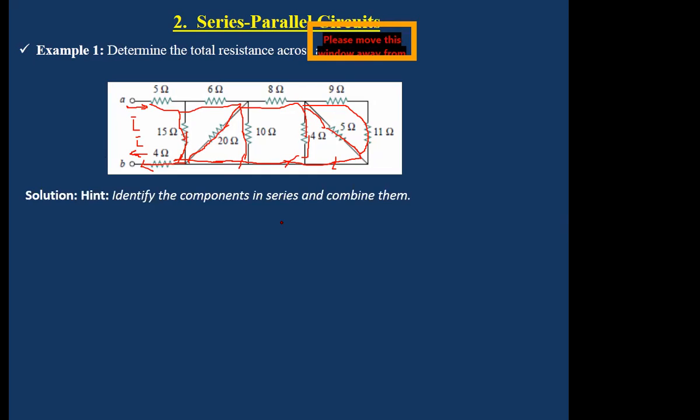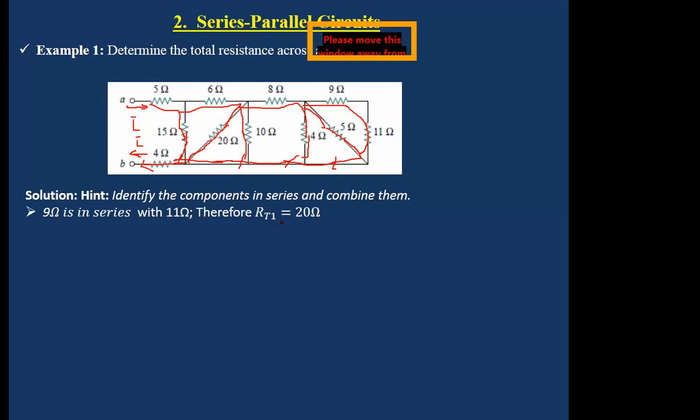So how do we go about this? I'll try to be slow in this one so that we understand. The first thing that you do is identify components that are in series and combine them. The reason why I chose components in series is because the components in series are easy to combine. You just add them, right? For parallel components, you need a longer calculation. So it's very advisable to first check which ones are in series.